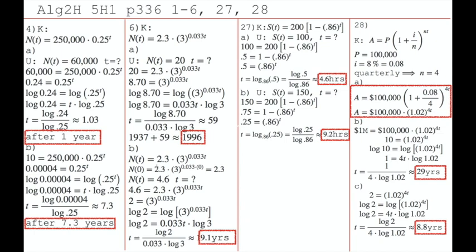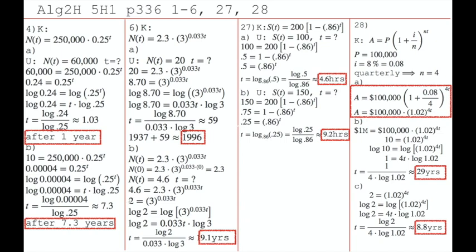Then, to find the doubling time, I think it's easier to just start with t equals 0. When t is equal to 0, you have 2.3 pounds. That's just your starting value. So how long will it take to double? You double it up to 4.6 pounds, and then solve for t. You solve for t by dividing both sides by 2.3.